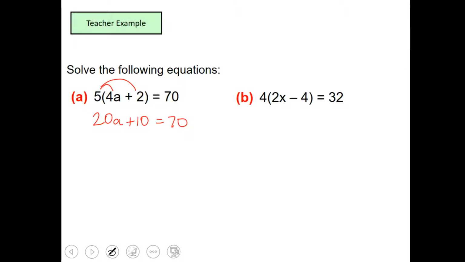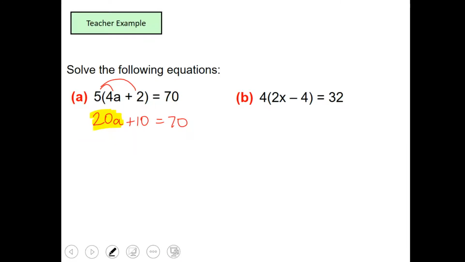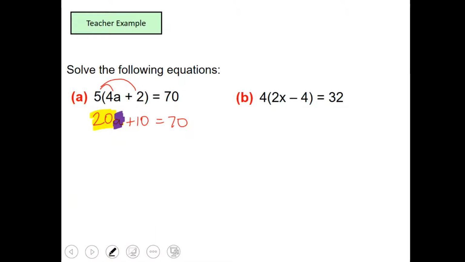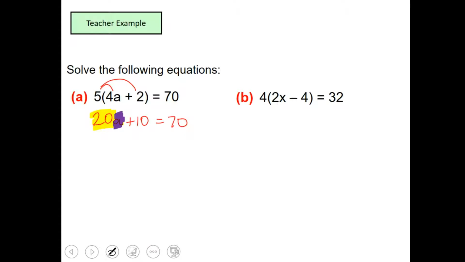You're going to try and get the a's on their own, or the unknown on its own. So if I just highlight the unknown, I'm trying to get this bit on its own. More specifically, I just want to get the a on its own, that purple bit. So first I'm going to get rid of this 10, and I'll do that by subtracting 10. If I subtract 10 on one side of the equation, I have to do the same on the other side. So that gives me 20a equals 60.